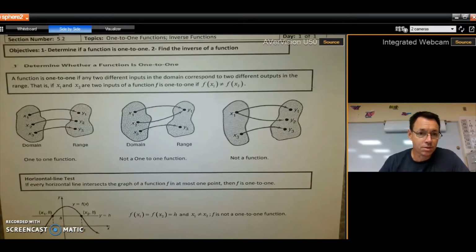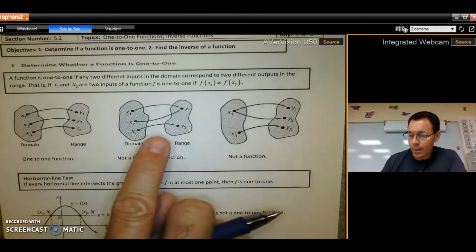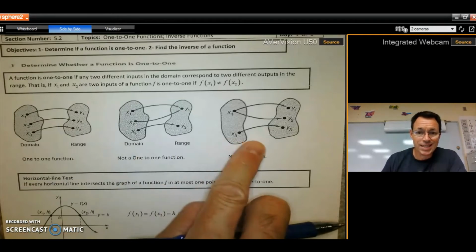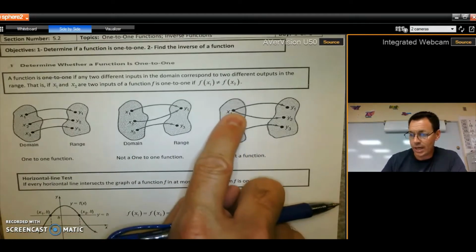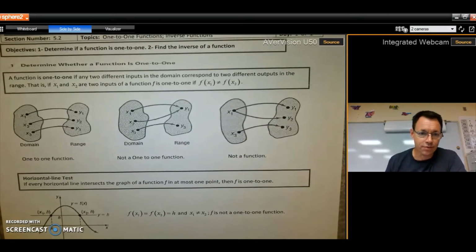And that's what we're going to be talking about mainly today. Okay, so that's a one-to-one function. That's a function, it's just not one-to-one. This isn't even a function, okay? If one x gets split to two different y's, that's not a function.